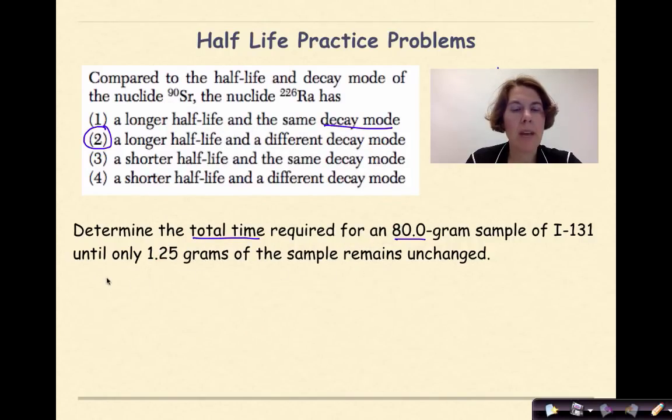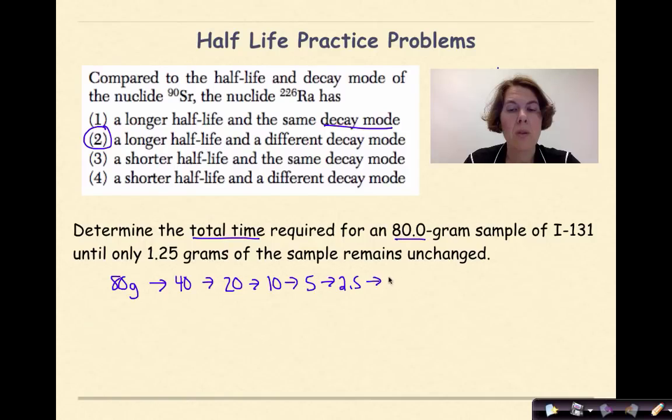So our initial mass is 80 grams. And what we're trying to do is figure out how many half-lives have gone by until we reach 1.25 grams. So what we're going to do here is keep dividing by 2 until we get to 1.25. So 80 will go to 40, 40 will go to 20, 20 will go to 10, 10 will go to 5, 5 will go to 2.5, and finally 2.5 will go to 1.25 grams.